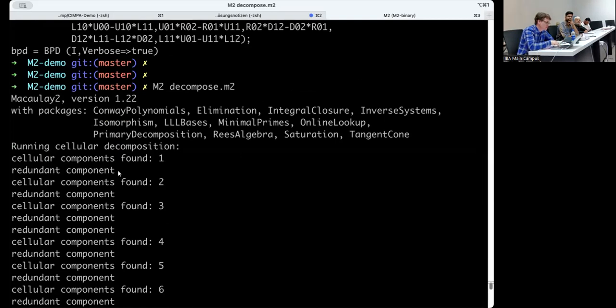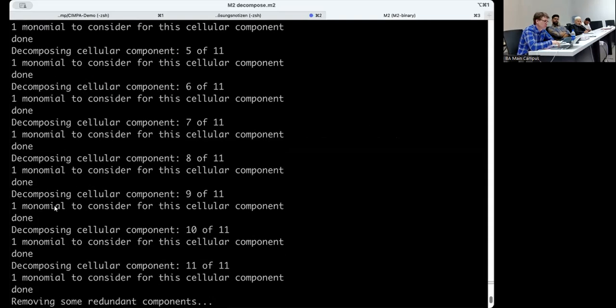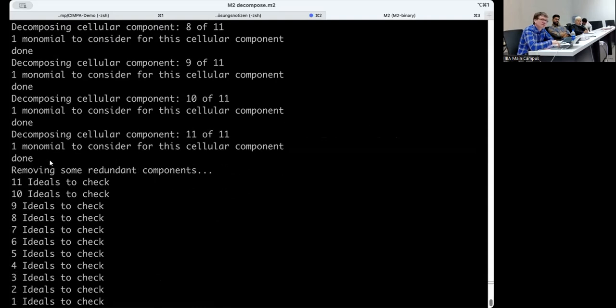Okay, I find 11 components, and then I decompose each cellular component, and then it says here, one monomial to consider. This is exactly this poset. So it's going through this poset, also with dynamic programming, with the divide and conquer approach, to identify the primary decomposition of each cellular component. And because this is a radical ideal, it's a small computation, it will always be only one monomial to decompose. In the end, it checks whether the decomposition may be redundant, but it didn't find any redundant ideals.